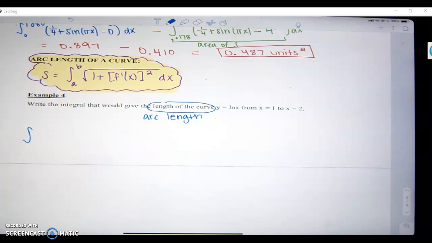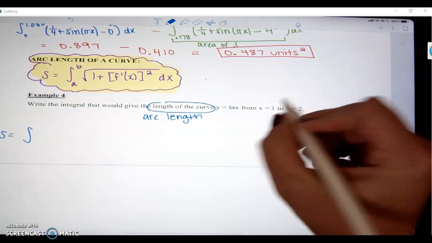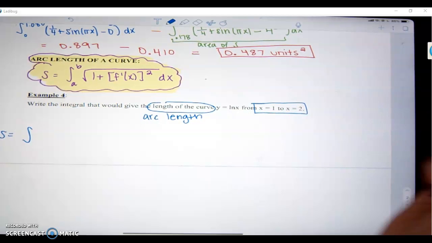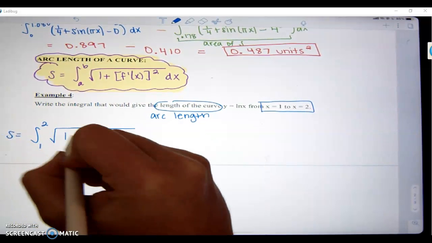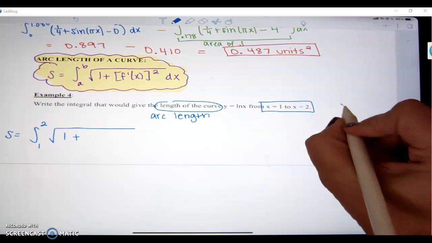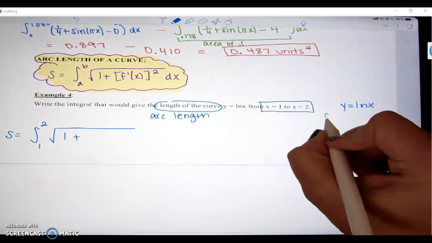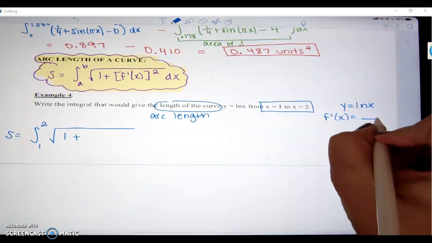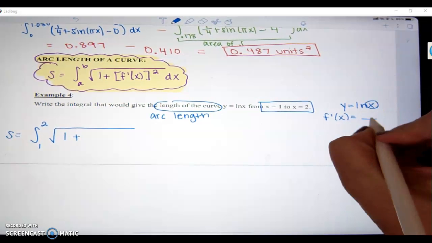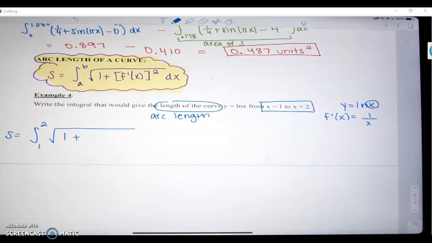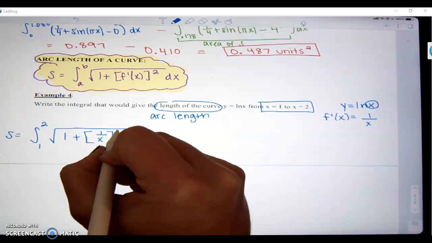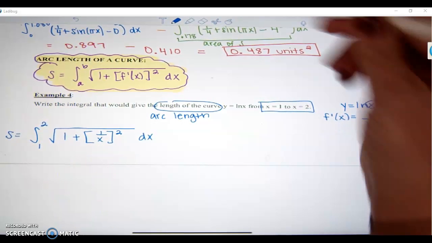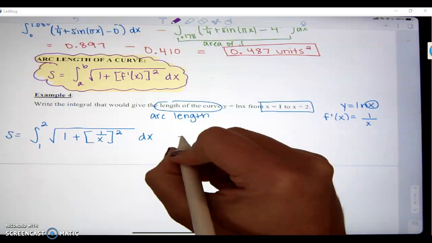So the formula we need to use is from A to B. Well, it tells you it goes from 1 to 2. So from 1 to 2. And then the formula is the square root of 1 plus. Okay, if y is ln x, I know the derivative of ln is the derivative of the inside, so the derivative of x, which is 1, over the inside, which is x. So 1 over x, so the derivative is 1 over x, and then it's squared, dx. So we could leave it like that, or they may simplify it.